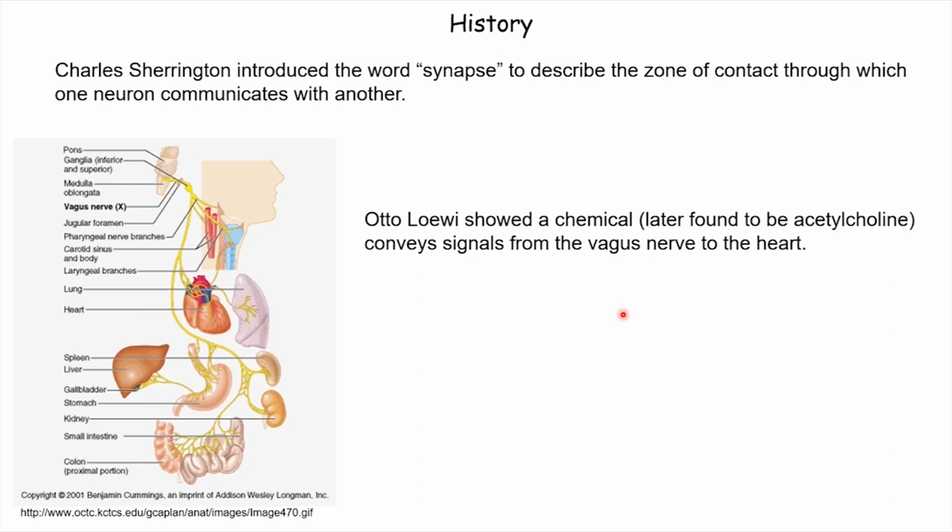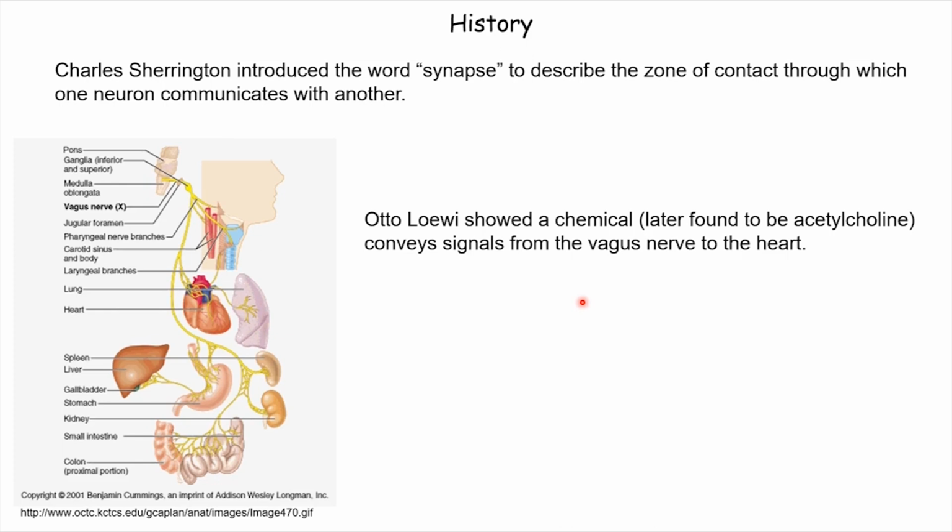So just to refresh your memory, in one of the initial videos we saw the 10 cranial nerves. So these are the nerves that go from the brain to different organs in the body, and they control the functions of these various organs. So one of the nerves goes to the heart. So Otto Loewi would take out the nerve and the heart from a frog and put it in a petri dish, and he saw that when the vagus nerve is stimulated, the beating of the heart is slowed down.